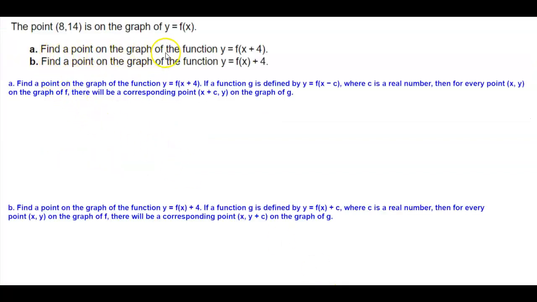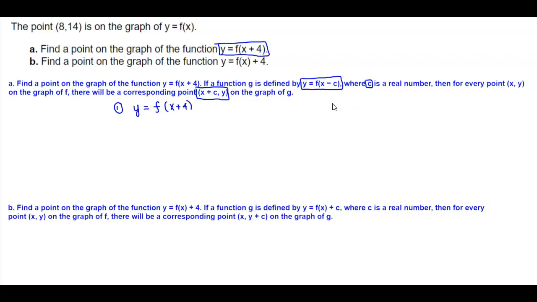So we want to find a point on the graph of the function where y is equal to f of x plus 4. If a function g is defined by y equals f of x minus c, where c is a real number, then for every point (x, y) on the graph of f, there will be a corresponding point (x plus c, y) on the graph. So let's write this out. We have y equal to f of x plus 4.